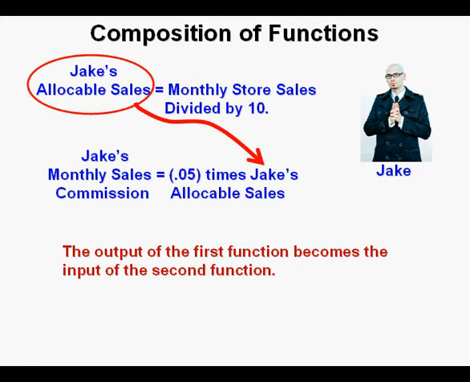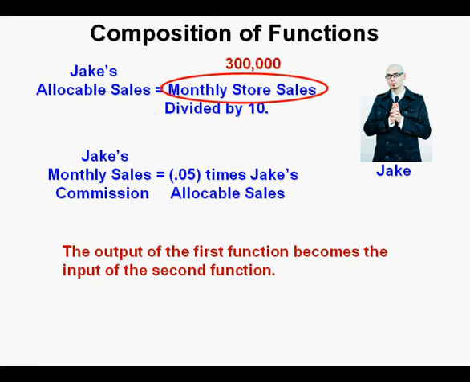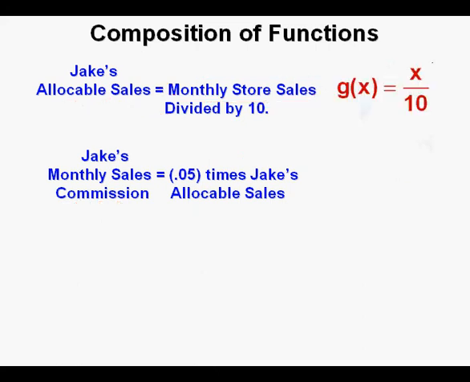Let's take an input of monthly store sales. Last month, Blue Moon Electronics had $300,000 in store sales, which is our input value for the first function. And to get Jake's allocable sales, we divide 300,000 by 10 and get 30,000, as in $30,000. This number, 30,000, becomes the input value for the second function. And to get the output for the second function, we multiply the 30,000 by 5% or 0.05 and get 1,500, as in $1,500.